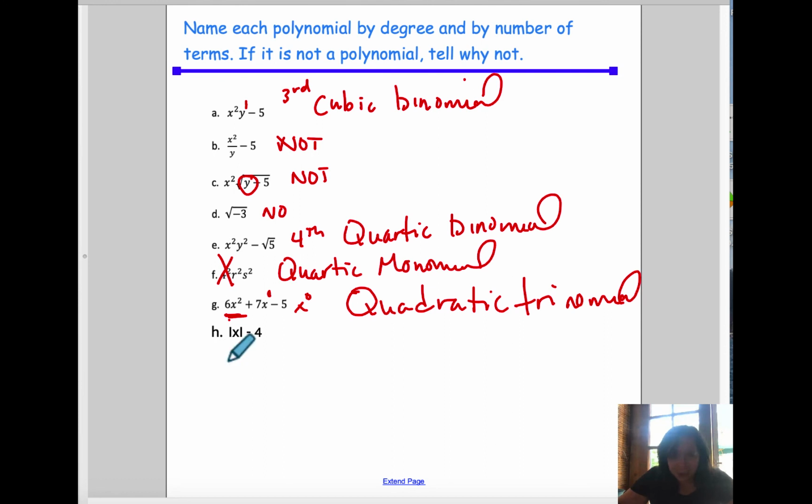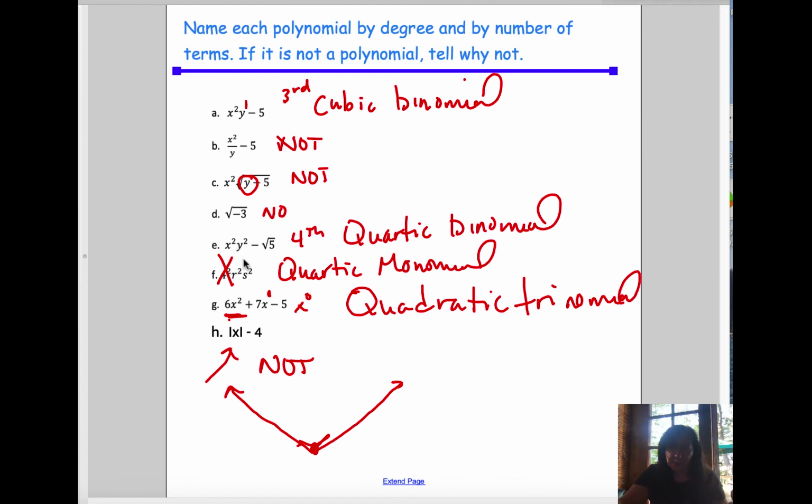This one right here, which is an absolute value, is not a polynomial. Again, if you think about it as a graph, remember polynomials have to be continuous. They can't have any sharp edges. So if you look right here, that's sharp. That's a pointed edge. That's not a polynomial. It's not smooth. It's not consistent. Can't do that.